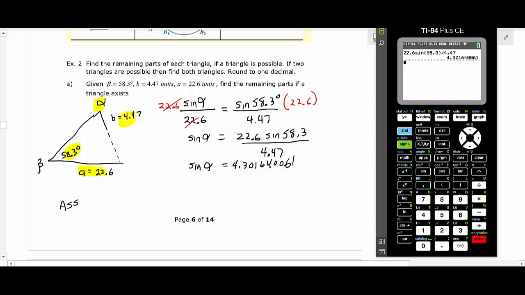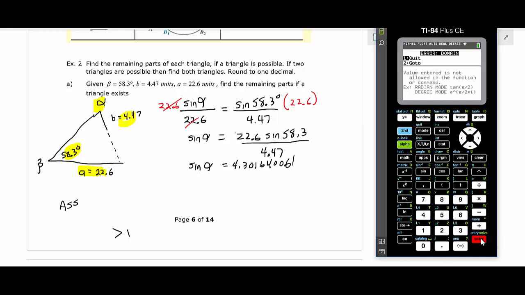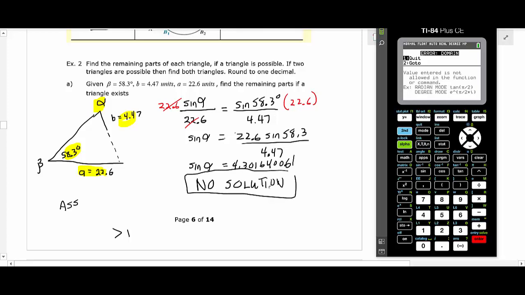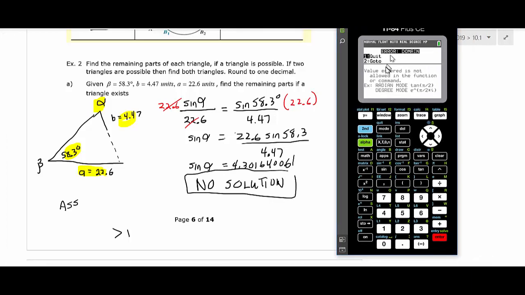Now, I want to ask you, do you know what the answer to this is? In other words, think of the unit circle. Is there any place on the unit circle where the sine is bigger than 1? No, there isn't. If I didn't recognize this and just did the inverse sine of the 4.3, which I'm rounding off, I'm going to get an error. That means this triangle has no solution. So this is the first case of the ambiguous case, where you have no solution. It's impossible to have that.